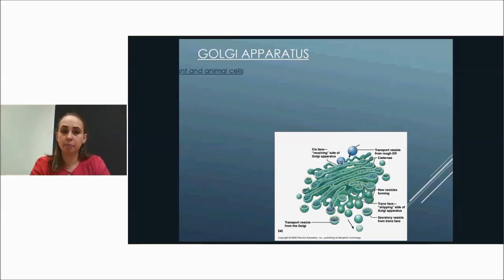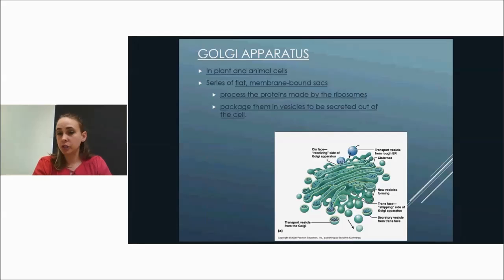The Golgi apparatus can also be called the Golgi body, the Golgi apparatus, sometimes just the Golgi. So anytime you see the word Golgi, regardless of what is after it, apparatus, body, nothing or anything, it's talking about that same set of membranes.